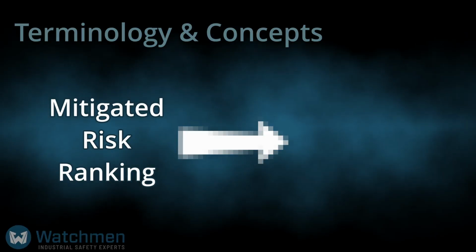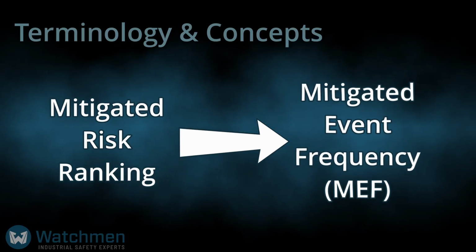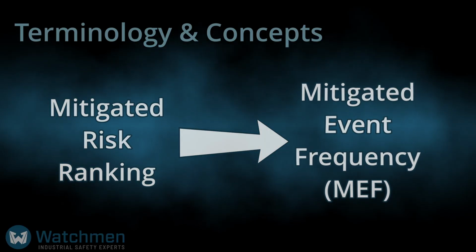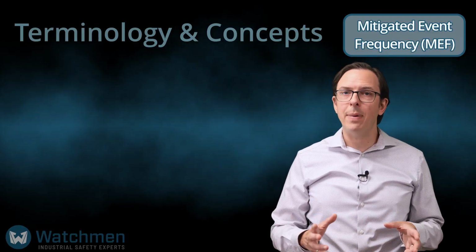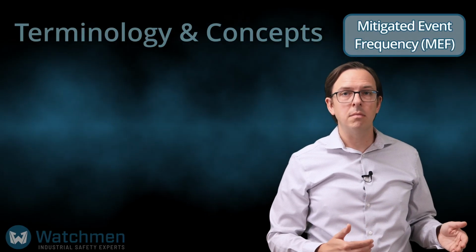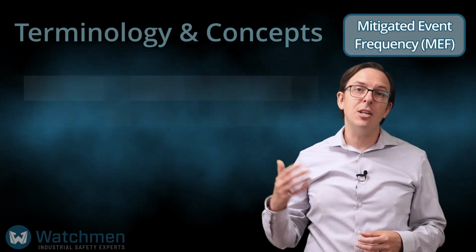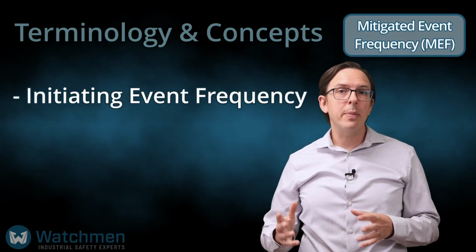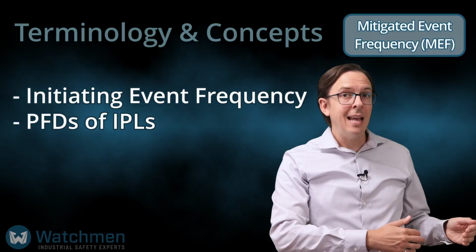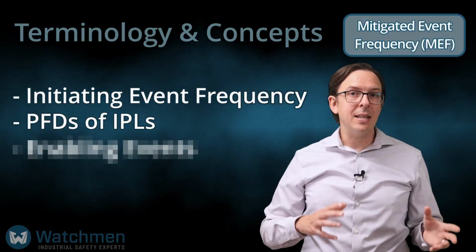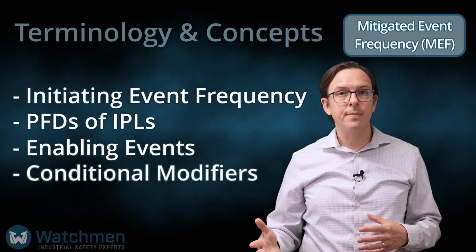Mitigated risk ranking is replaced by mitigated event frequency, or MEF. The mitigated event frequency is an estimate of how frequently the hazardous impact is anticipated to occur. It includes consideration of the initiating event frequency, the probability of failure on demand of each appropriate independent protection layer, and the probability of each enabling event and conditional modifier.